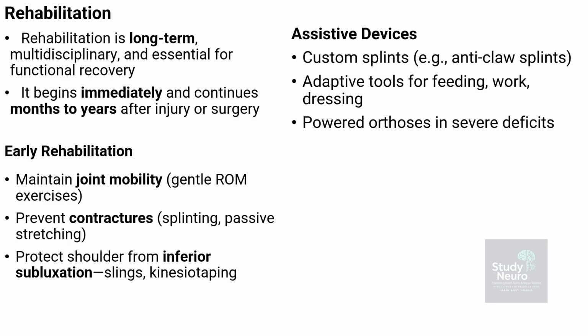Rehabilitation is a critical part of recovery after a brachial plexus injury and requires a long-term, multidisciplinary approach. It starts early, often immediately after injury or surgery, and continues for months or even years as function gradually returns. In the early phase, the focus is on preserving joint movement and preventing stiffness. Gentle range of motion exercises and appropriate splinting help avoid contractures, while proper support, such as slings or taping, protects the shoulder from inferior subluxation. Early, consistent rehabilitation lays the foundation for meaningful functional recovery.